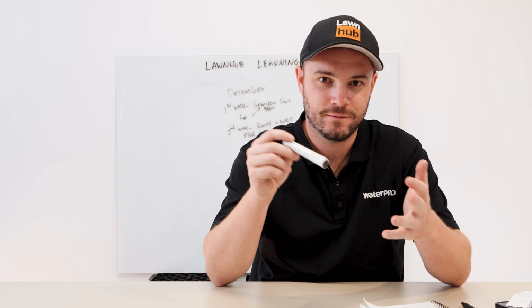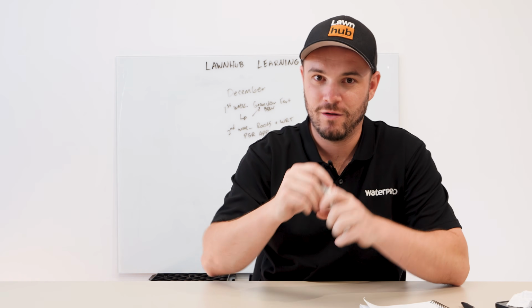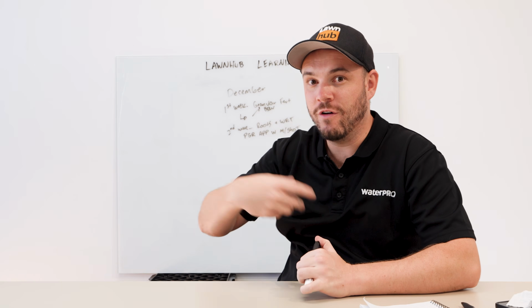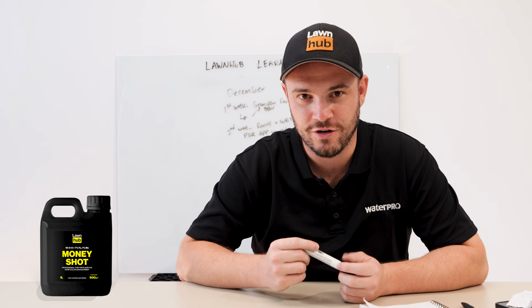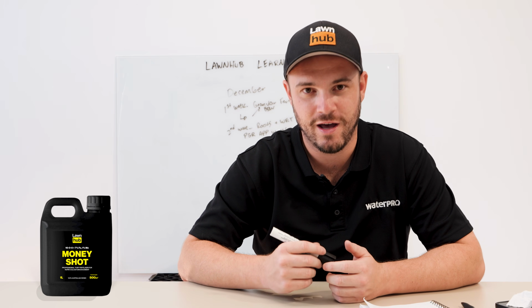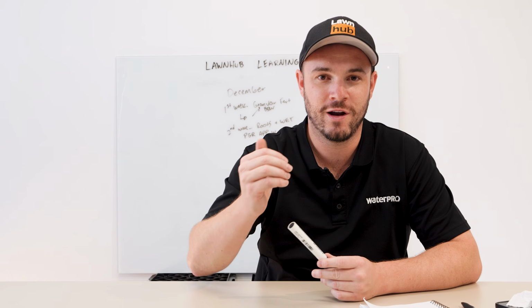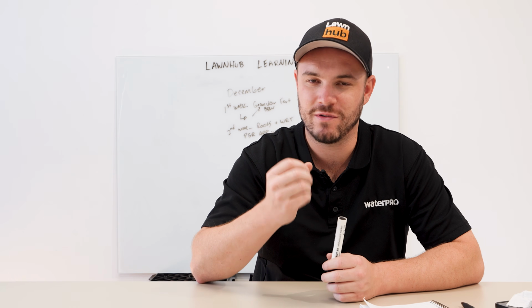We're regular mowing. We're regular watering. We're just topping up. We're not overloading. We're just topping up. It's time to introduce Money Shot. Now, Money Shot, as we spoke about, is going to make your lawn greener. It's going to give it that deep, dark look.